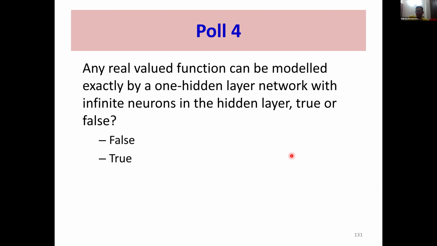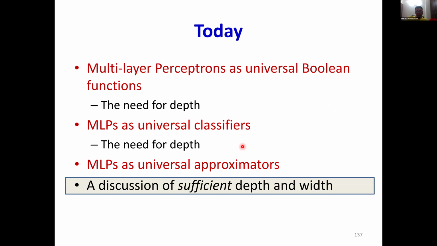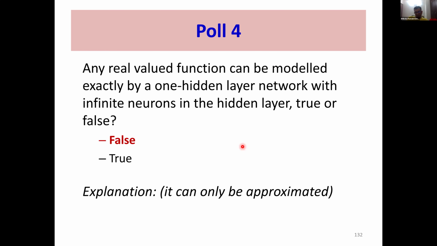What do you think the answer is, guys? False or true? False. Why? It cannot be exact, right? You can approximate it to arbitrary accuracy, but the error is never going to be zero. And obviously, to answer Isaac, you're never going to use this method because you need infinite neurons. It can only be approximated. But if you let the network be deep, you can do this with a finite number of neurons for the same error. In fact, a very small number of neurons.